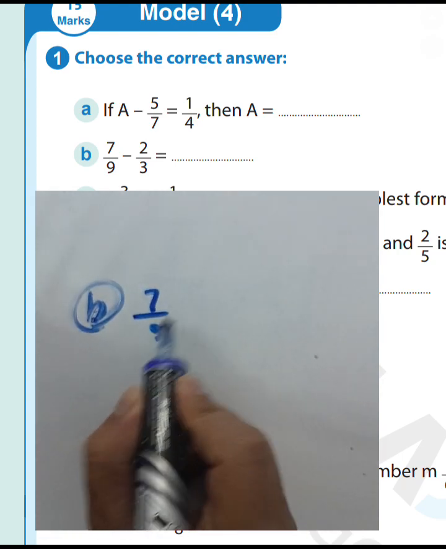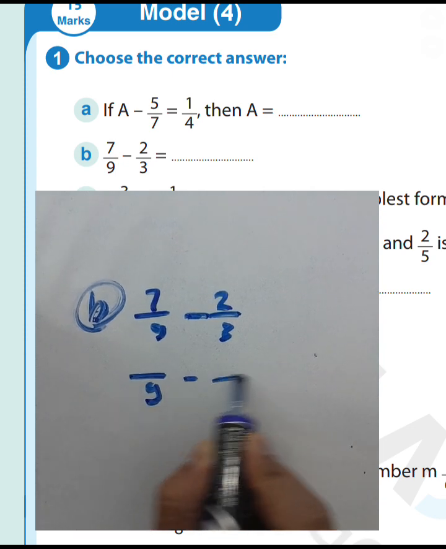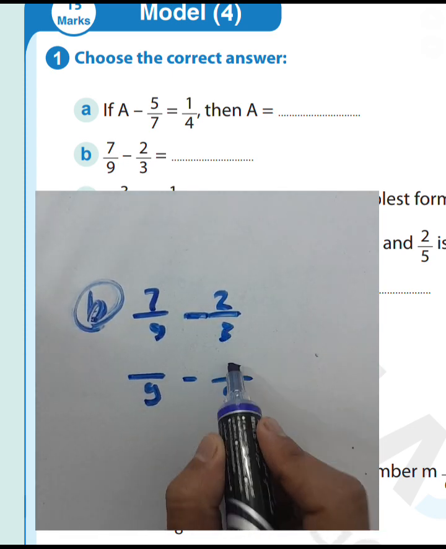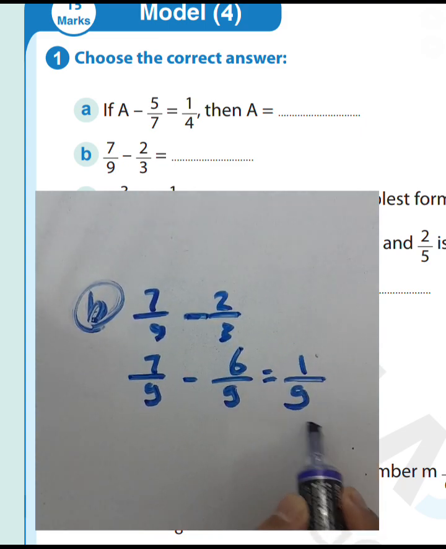7 over 9 subtracted by 2 over 3. We can write 9 here. There's multiplication between them. 3 times 3 equals 9. 3 times 2 equals 6. And 7 minus 6 equals 1. Then the result will be 1 over 9.